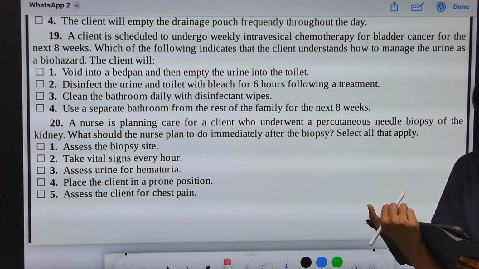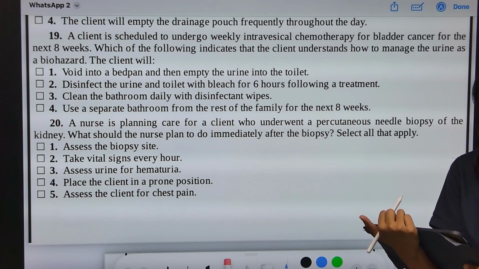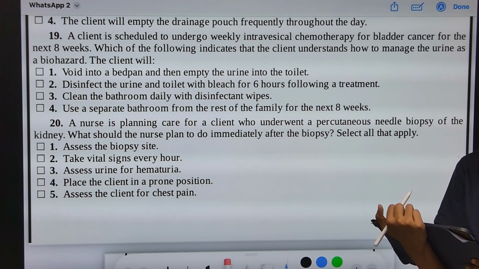So the right answer will be answer number 2, disinfect the urine and the toilet with bleach for 6 hours following.